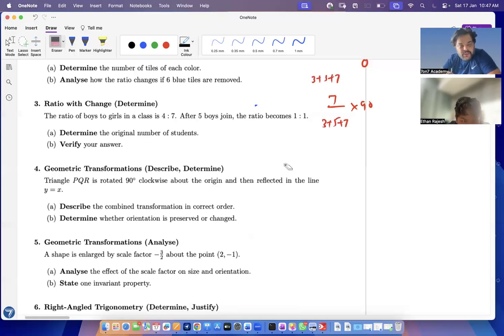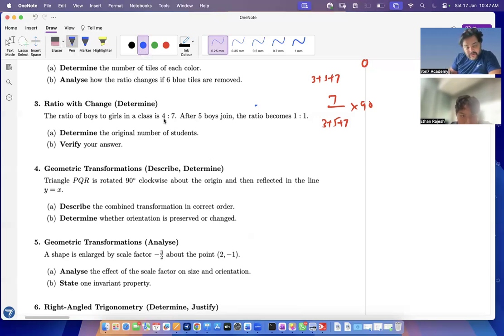The ratio of boys to girls in the class is 4:3. After 5 boys join, the ratio becomes this. So tell me what is happening. The ratio of boys to girls in the class is 4:7. Agree? After 5 boys joining, the ratio becomes 1:1.